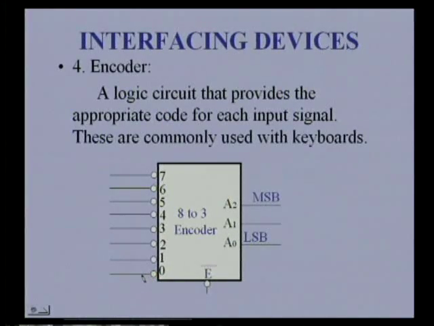For example, if this 0 line goes low, the output of this encoder will be 0 0 0. This code corresponds to this 0 input key. Similarly, if this 1 line goes low, then this encoder generates 001 code. To activate this encoder, since it has an active low enable pin, this enable pin must go low. Only then will it come out of the high impedance state, because it is also a tri-state device.